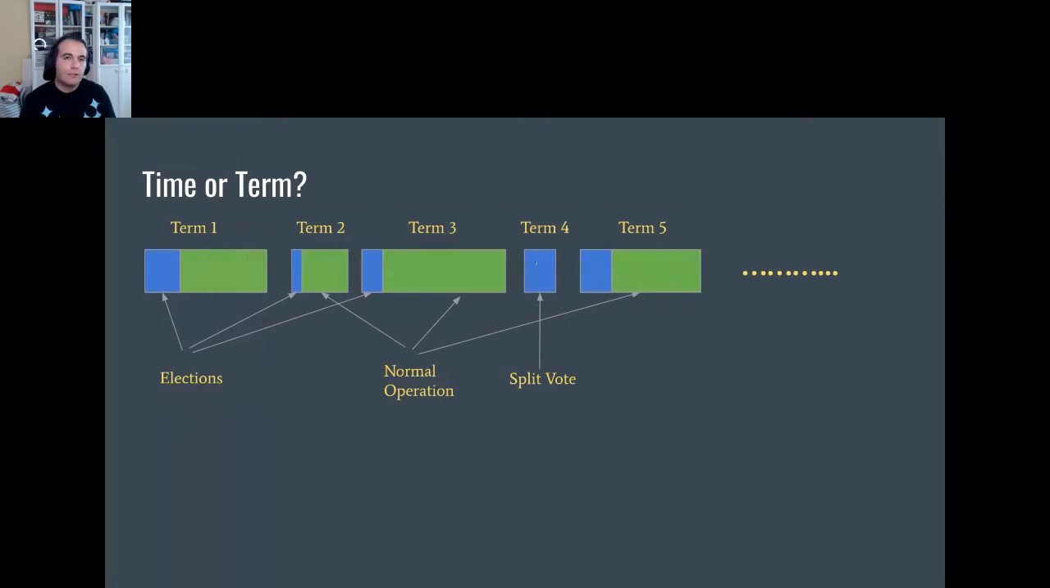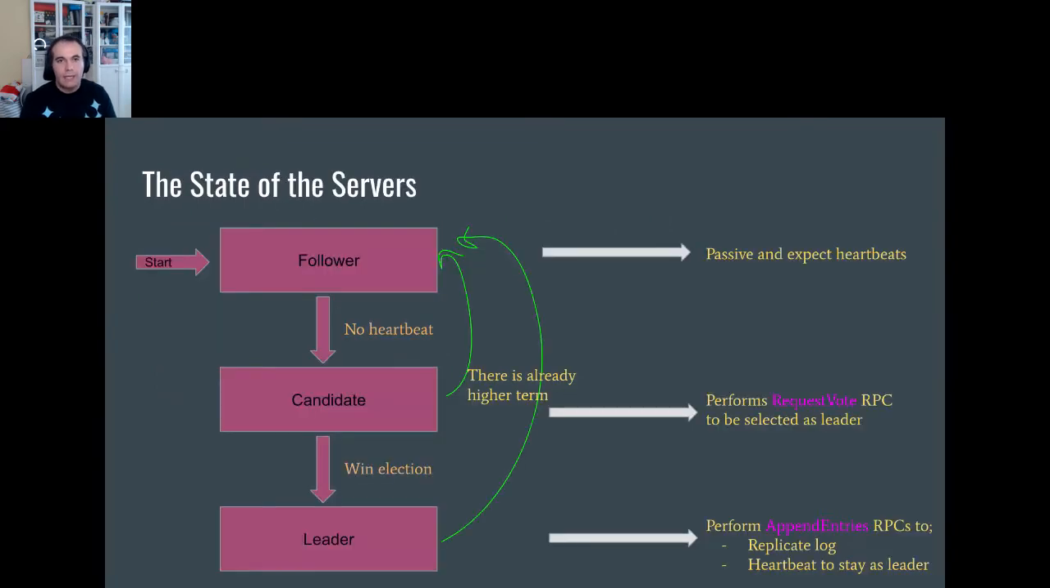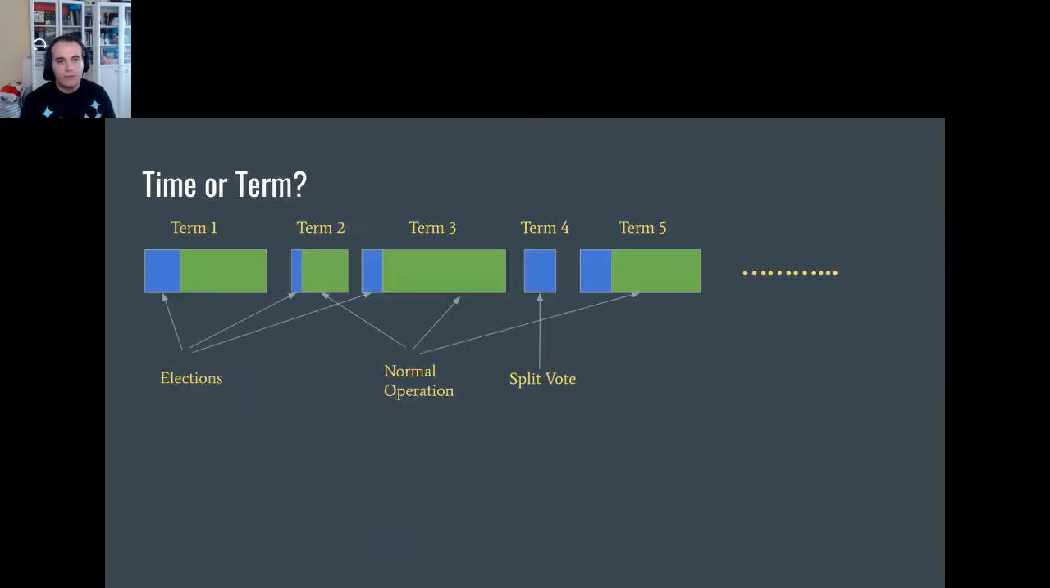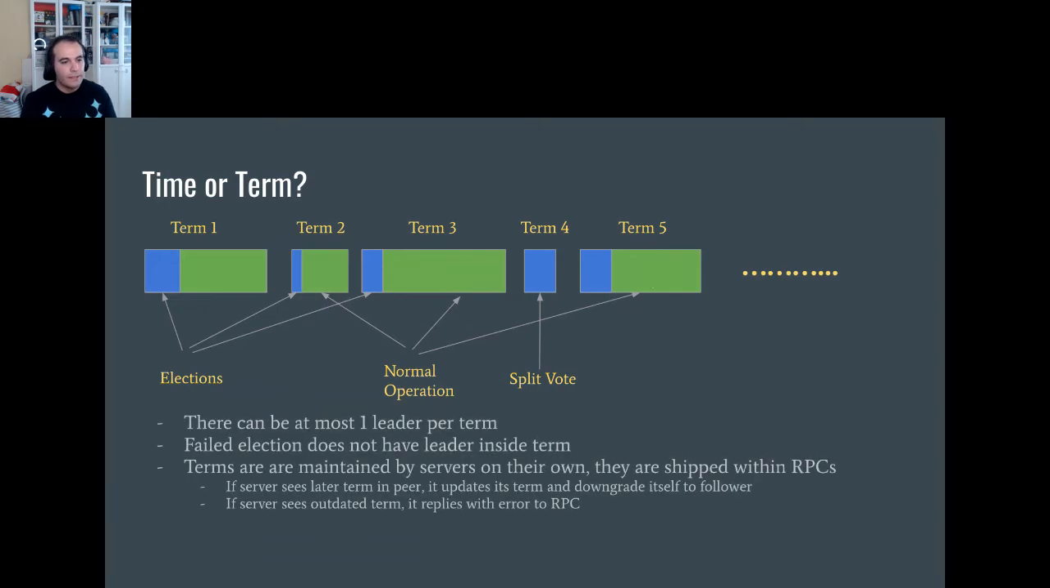You see here there is only one blue box. That means they tried to do an election, but it timed out. And they just tried to do another election, and in term 5, it succeeded, and a leader was selected, and so on. Here again, the most important part is that there can be only one leader in one term. So in term 3, you can see only one leader. There cannot be multiple leaders here.